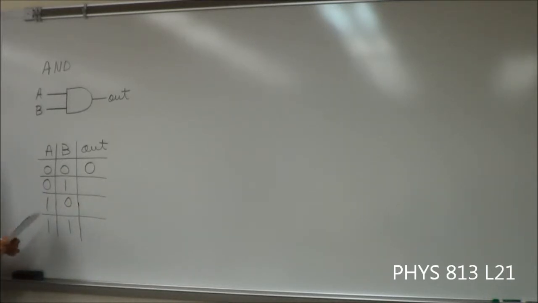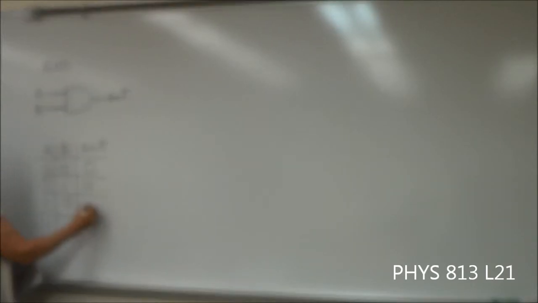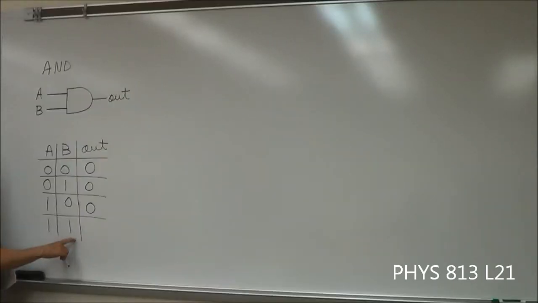So it says the rule is if A and B are both 1, the output is 1. Otherwise, the output is 0. So a 0 and a 1 is 0. And of course, 1 and 0 is also 0. 1 and 1 is a 1. Okay?